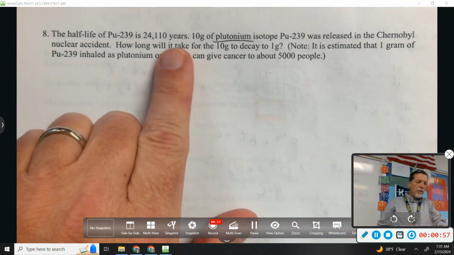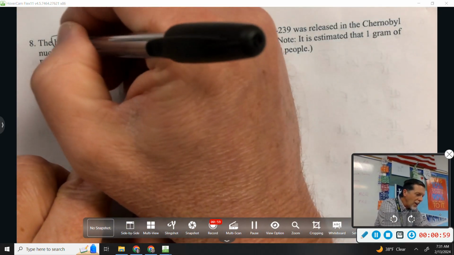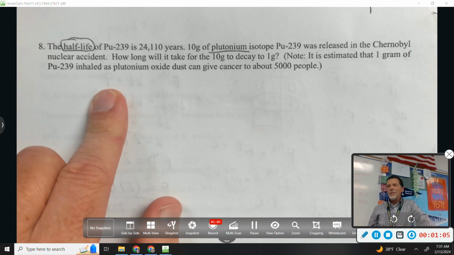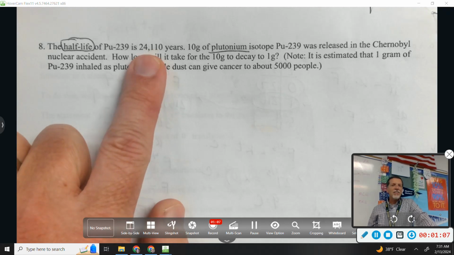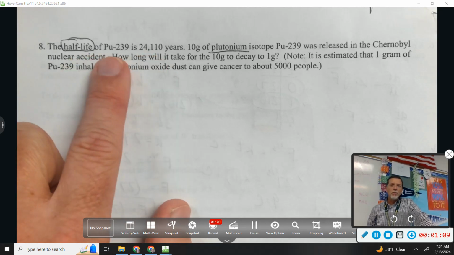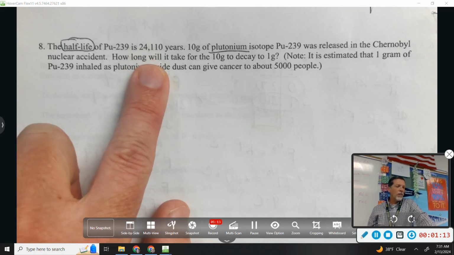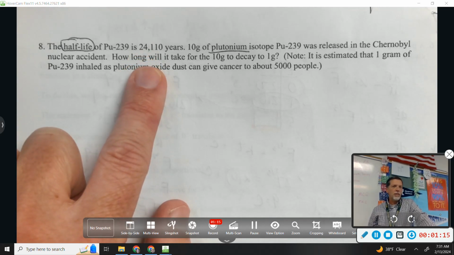Let's pause there for a minute. Do you remember what half-life means from chemistry or anywhere else? The word itself is describing what's going on. Half-life is how long it takes to get half of whatever you started with. So that means after 24,000 years, you'll have half of whatever you started with. That's what half-life means.